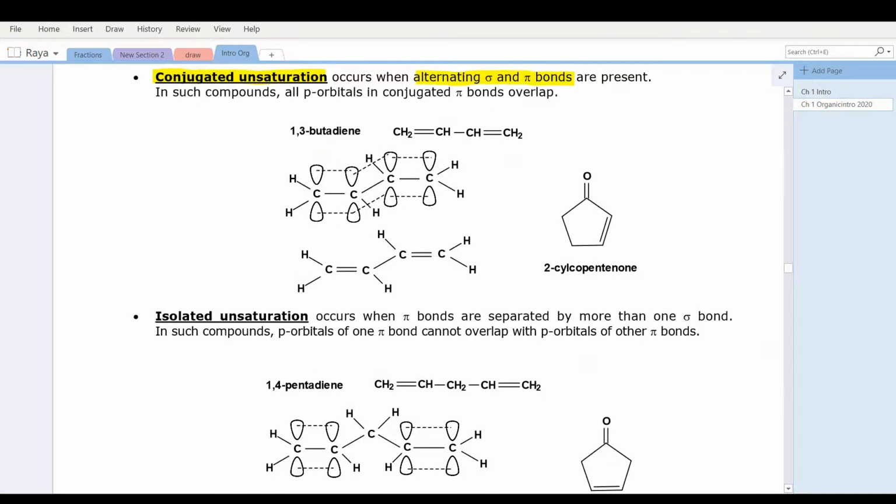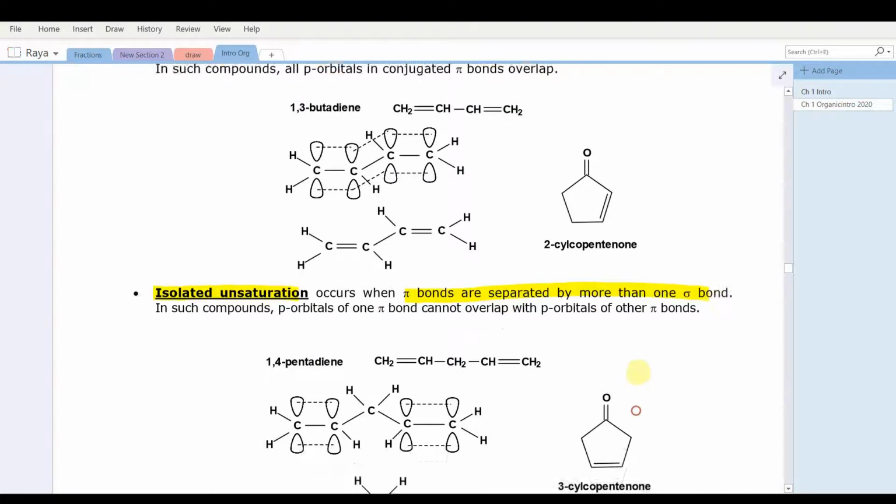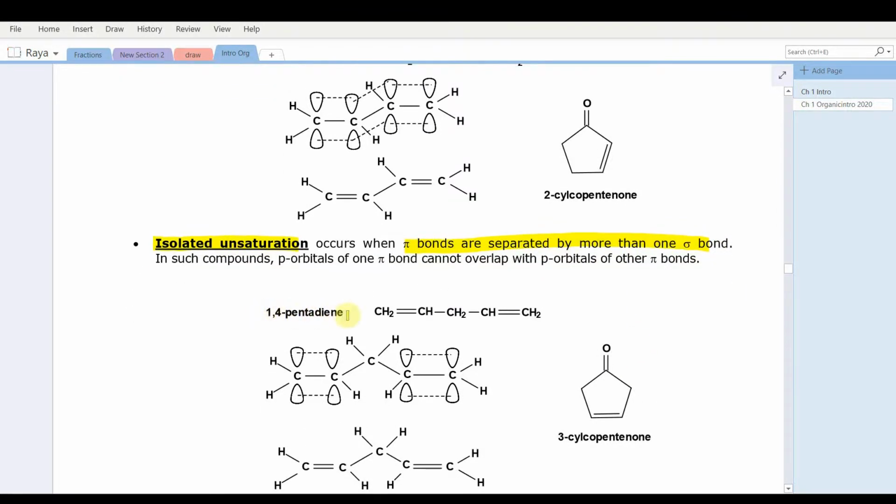The second case to consider is isolated unsaturation. That occurs when pi bonds are separated by more than one sigma bond. As for example in 1,4-pentadiene, we have the pattern pi, sigma, sigma, pi. So these are separated. Or in 3-cyclopentene, we have pi, sigma, sigma, again, pi. Look at the orbital diagram.